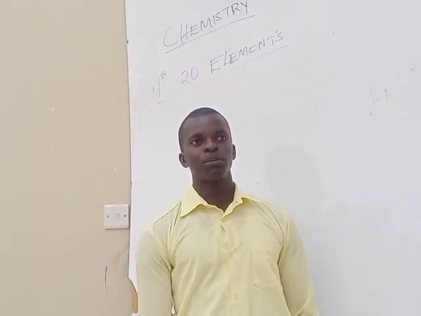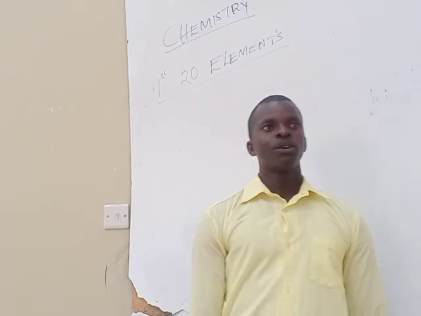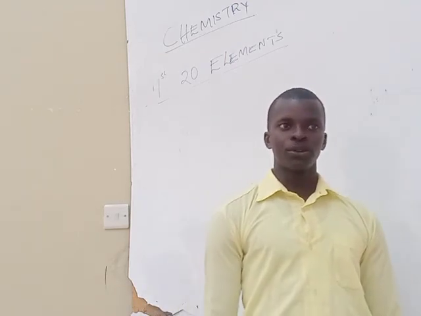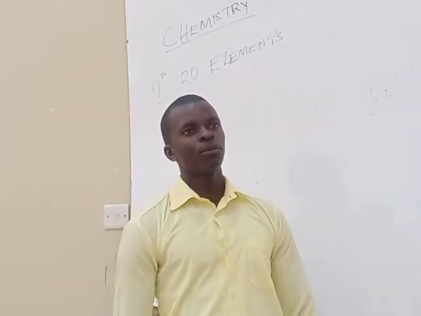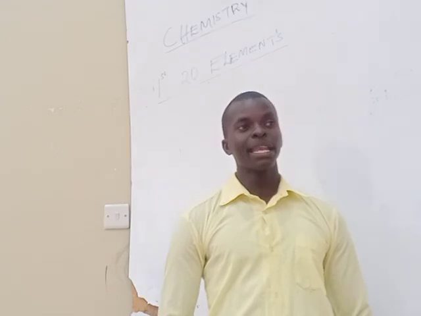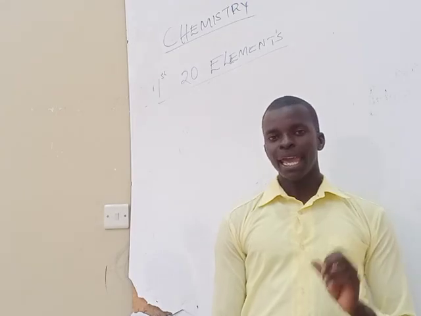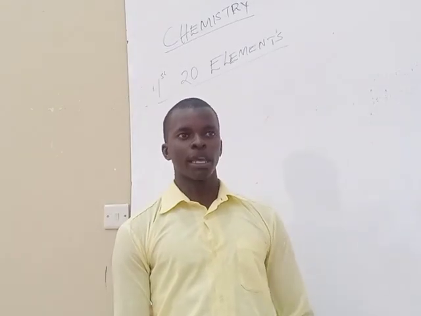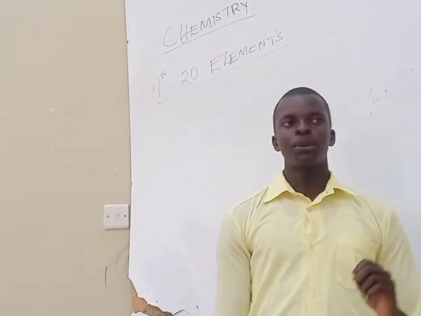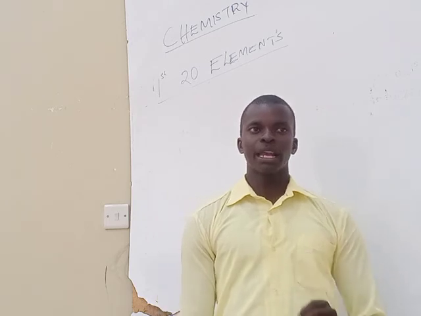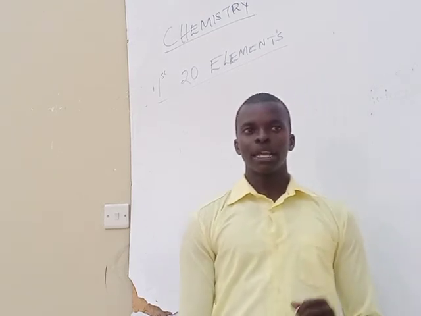Nitrogen number 7 with capital N. Oxygen number 8 with capital O. We have fluorine, number 9, with the symbol F, capital. Neon number 10, with capital N and small e. Sodium number 11 with Na, capital N and small a. Magnesium number 12 with capital M and small g. Aluminium number 13 with the symbol Al, where A is capital and l is small.